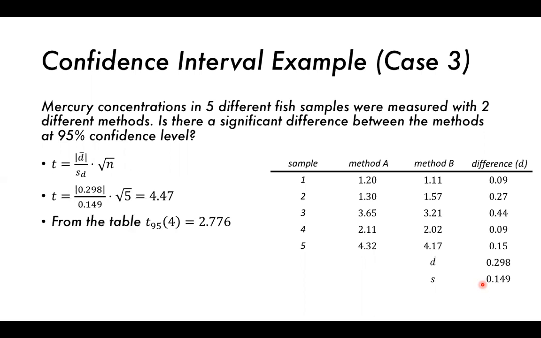And so from the table, t95 for 4 degrees of freedom is equal to 2.776, which means that our calculated value is greater than the table value. And so we would reject the null hypothesis. That means that the differences in our data are not just caused by random error, and there is a degree of systematic error in the problem. And so that should be investigated.